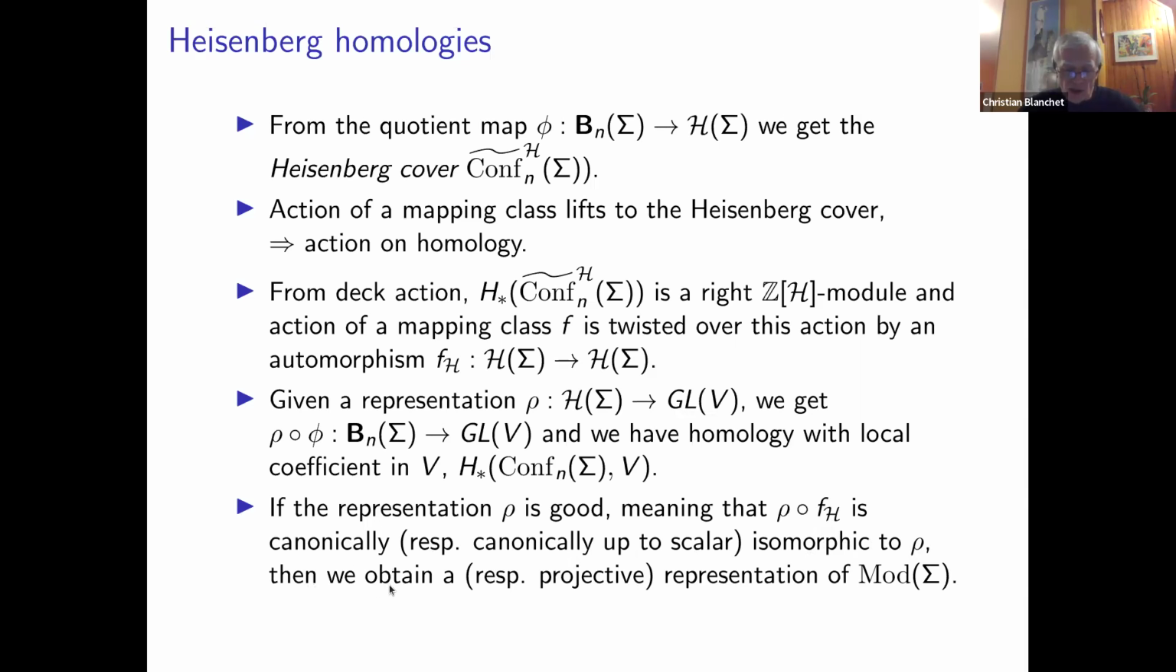Then we can cook from this a native representation of the mapping class group. In the case where it's up to scalar, we get a projective representation of the mapping class group, which means a representation of a certain central extension. So we have a notion of good representation, which allows us to have an action of the mapping class group on homology with coefficient in a representation of the Heisenberg group.